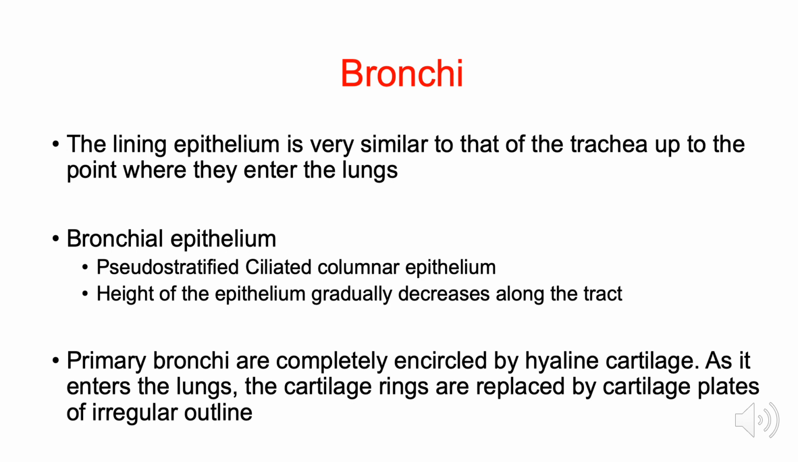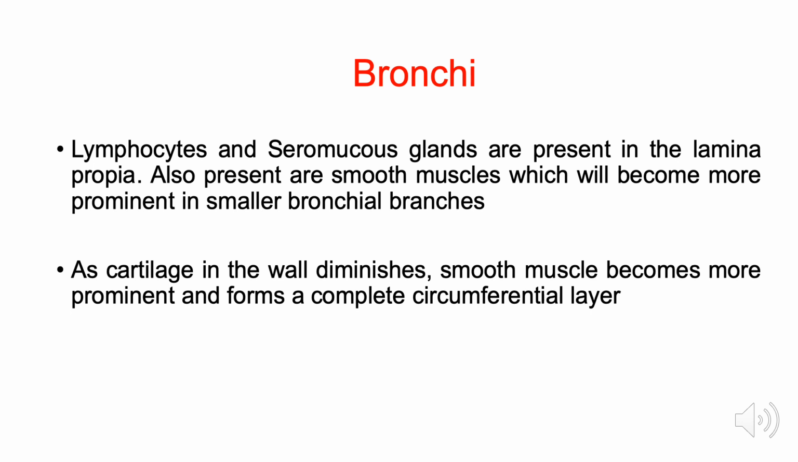Primary bronchi are completely encircled by hyaline cartilage, but as soon as this primary bronchus produces the secondary bronchi, you will now see the presence of the cartilage plates. At the level of the lamina propria, expect to find lymphocytes and seromucous glands similar to those of the trachea. Take note, as the number of the cartilage supports decreases, the number of smooth muscles will increase. That's why, as stated in the PPT, also present are smooth muscles, which will become more prominent as you move from a large bronchus to a small bronchus.